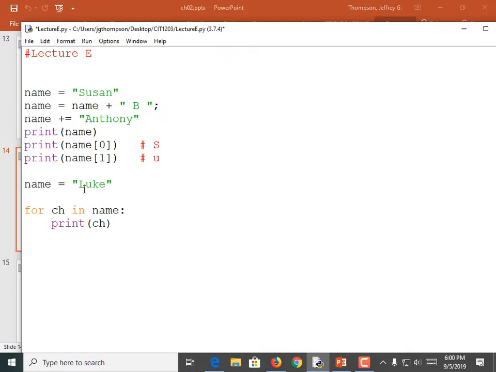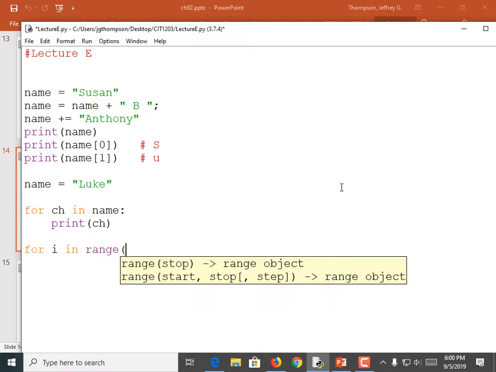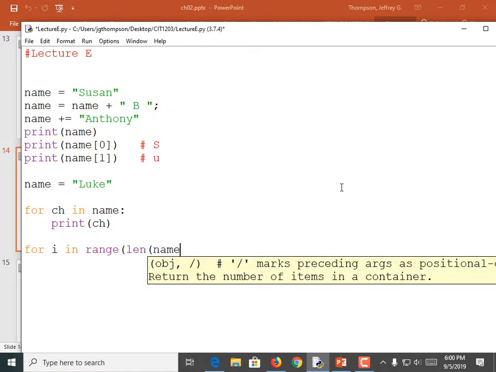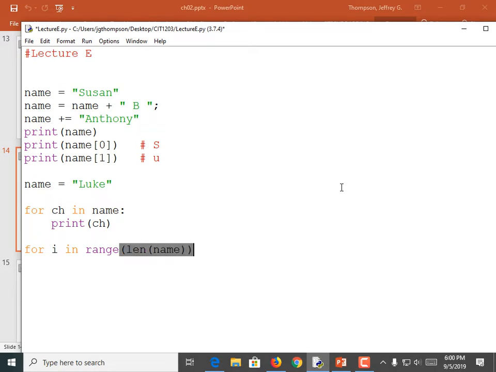So I need something that's going to count from 0, 1, 2, 3. So I can use that 0 and that 1 and that 2 and that 3 as index values. How about a range-based for loop? My favorite variable names for range-based for loops are quite often I or X. For I in range, parentheses, and I need to know how long that name is. len, open parentheses, name, close parentheses, close parentheses.